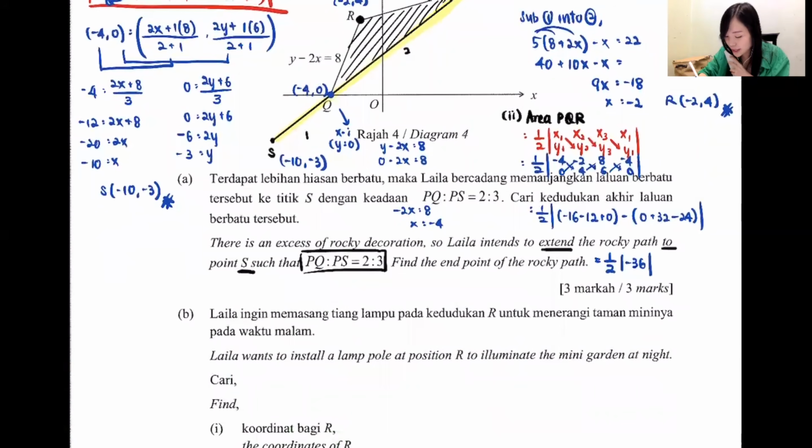Negative 36 coming out from the modulus will become positive 36. And 36 divided by 2. Do you guys get the answer? 18 units squared. That is the area for the mini garden. Done. So far, okay or not?